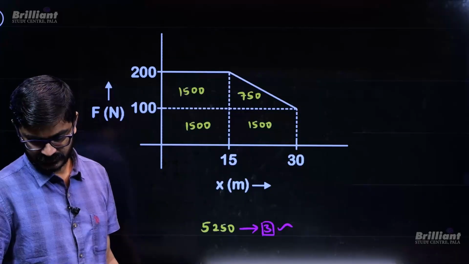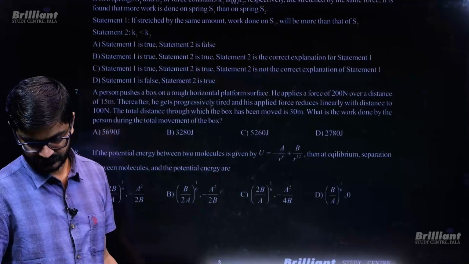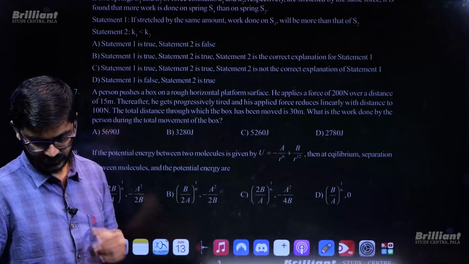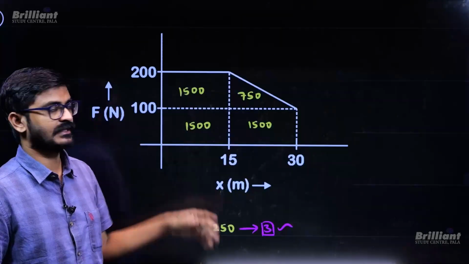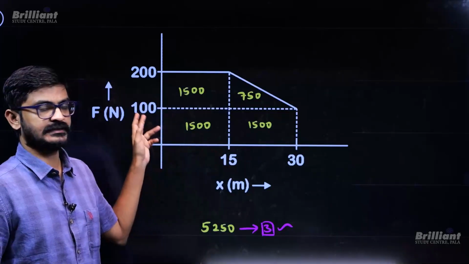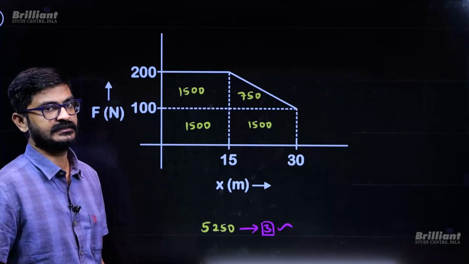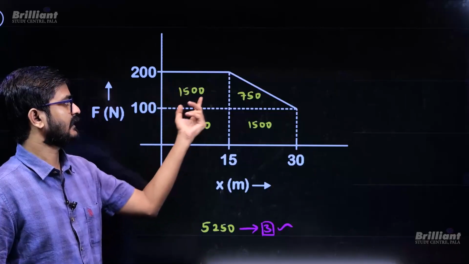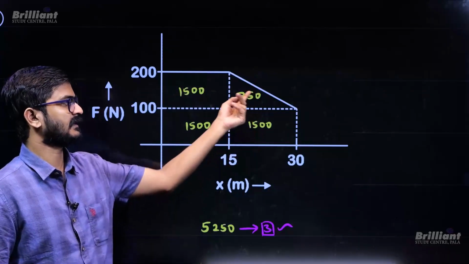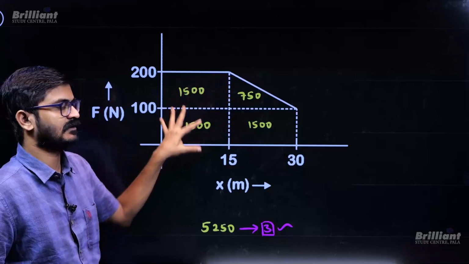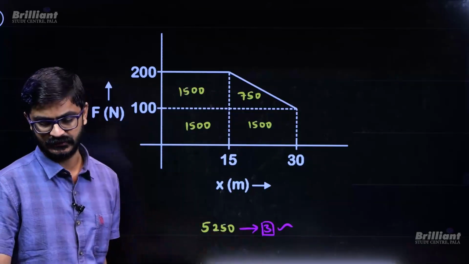200. From 200 Newton it is becoming 100 Newton. So that will be the graph. Now the area under the Fx graph will be giving us work done. So this part area is 3000, this part area is 1500, so total work done will be summation of all this.